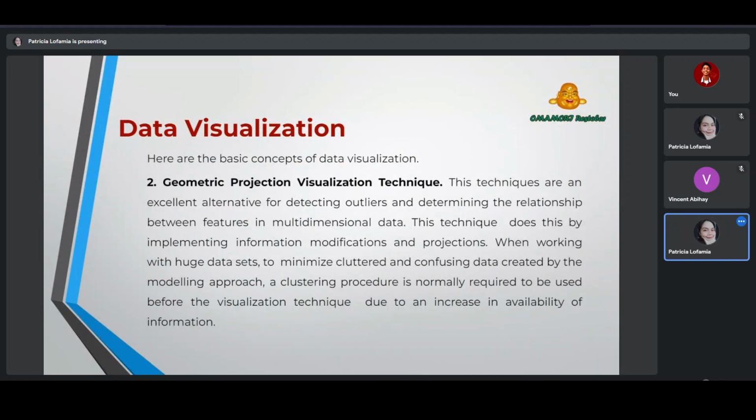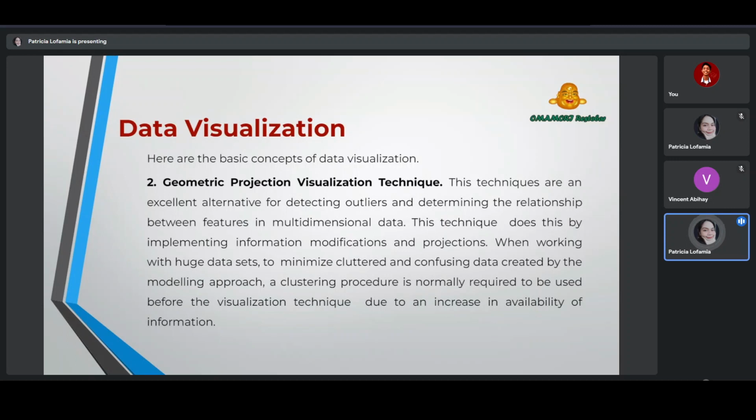Second, basic concept of data visualization. Geometric projection visualization technique. These techniques are an excellent alternative for detecting outliers and determining the relationships between features in multidimensional data. This technique does this by implementing information modifications and projections.